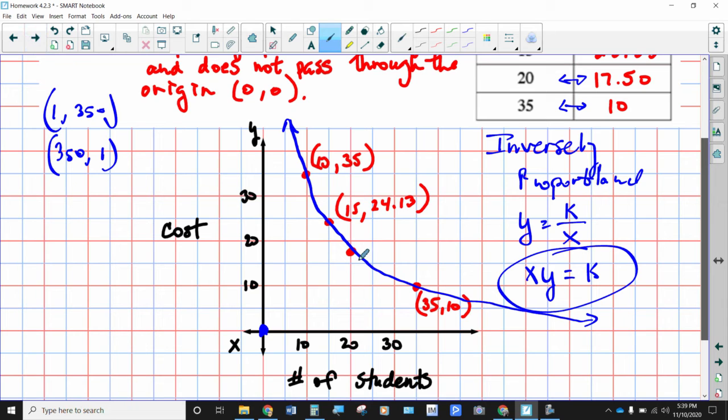So interesting kind of graph. We're not going to worry about these too much in 7th grade. This is just to inform you that these kinds of situations and graphs actually exist.